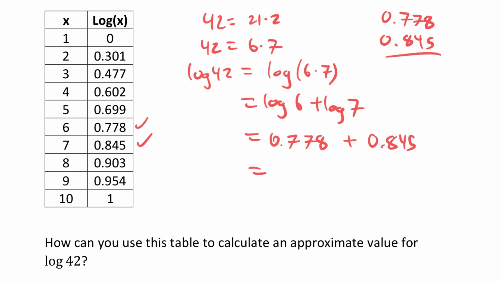5 and 8 is going to add to 13. Carry the 1. 7 plus 1 is 8, plus 4 is 12, carry the 1. 8 and 8 is 16, carry the 1, and then we drop the decimal down in line. So the answer is 1.623.